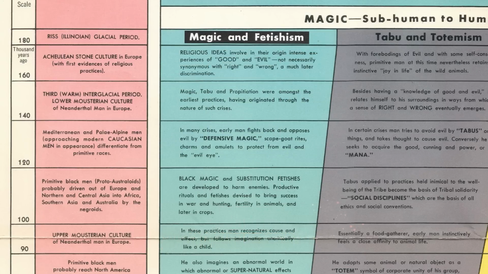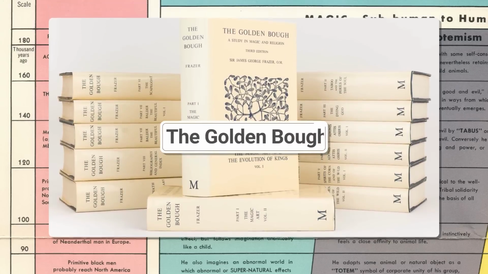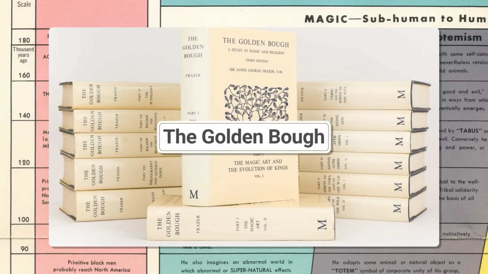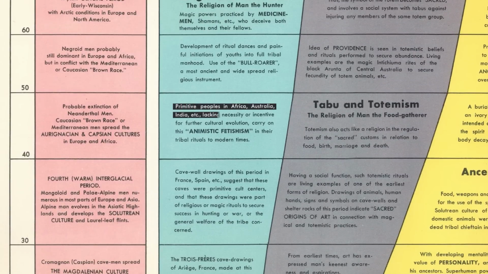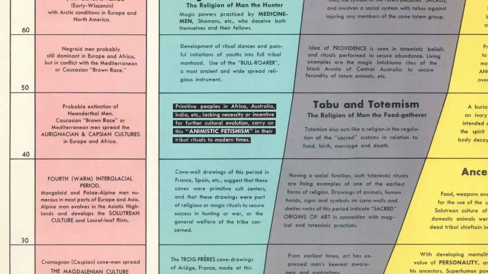Now, I'm pretty sure that Sparks would have been familiar with this set of books, called The Golden Bough, which were very popular in the early 20th century, and still remain influential today. In them, the author, Sir James George Frazer, argues that all religions started with magic, but then evolved to other forms, which were more advanced. This is why, later in this section, Sparks writes, "Primitive peoples in Africa, Australia, India, etc., lacking necessity or incentive for further cultural evolution, carry on this animistic fetishism in their tribal rituals to this day."